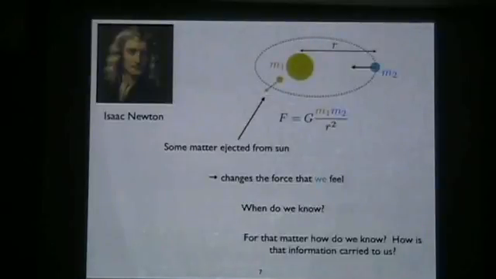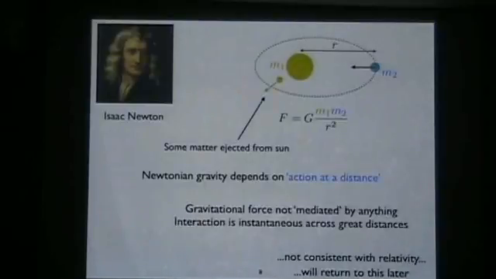And for that matter, you can ask, how do we even know that this happened? How do we know that the force changed? What tells us that the force changed? How is that information carried to us? The Newtonian framework of gravity posits a mechanism called action at a distance, which is essentially the statement that as soon as anything changes on the surface of the sun, or the sun ejects matter or anything else, the force that it exerts on all objects is changed instantaneously throughout all space.